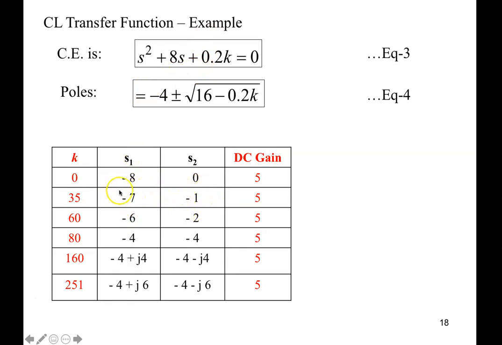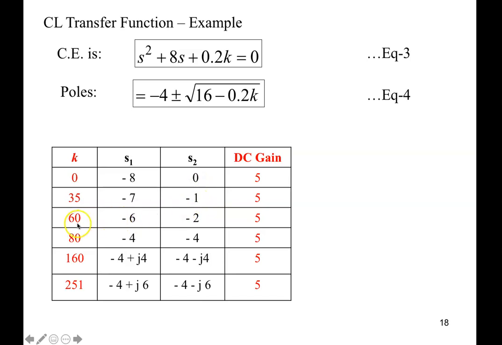Okay, so the pole at minus 8 from the open loop moves slightly towards the right. But the 0 pole moves to minus 1. So if you visualize it, it moves towards the left-hand side. So the system changes from the marginally stable system to the stable system.